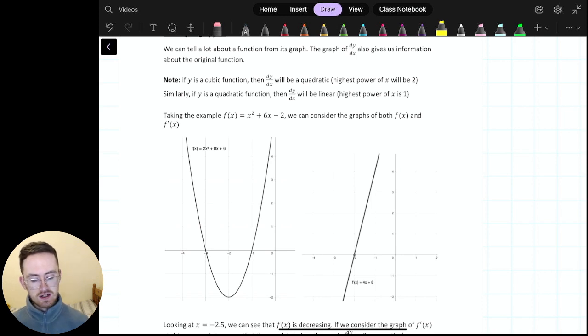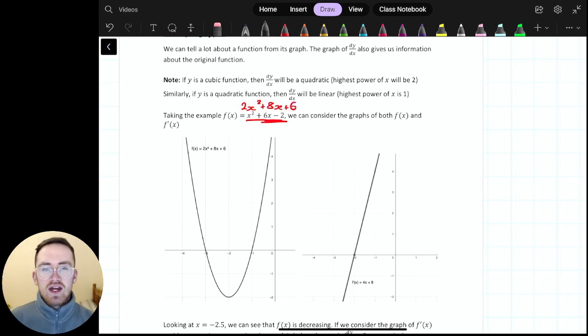I'm actually seeing there an issue with our notes, so we'd have to change that one. So just to rewrite our quadratic in here, it should be 2x squared plus 8x plus 6. But we have our quadratic and we have our line on the right hand side.